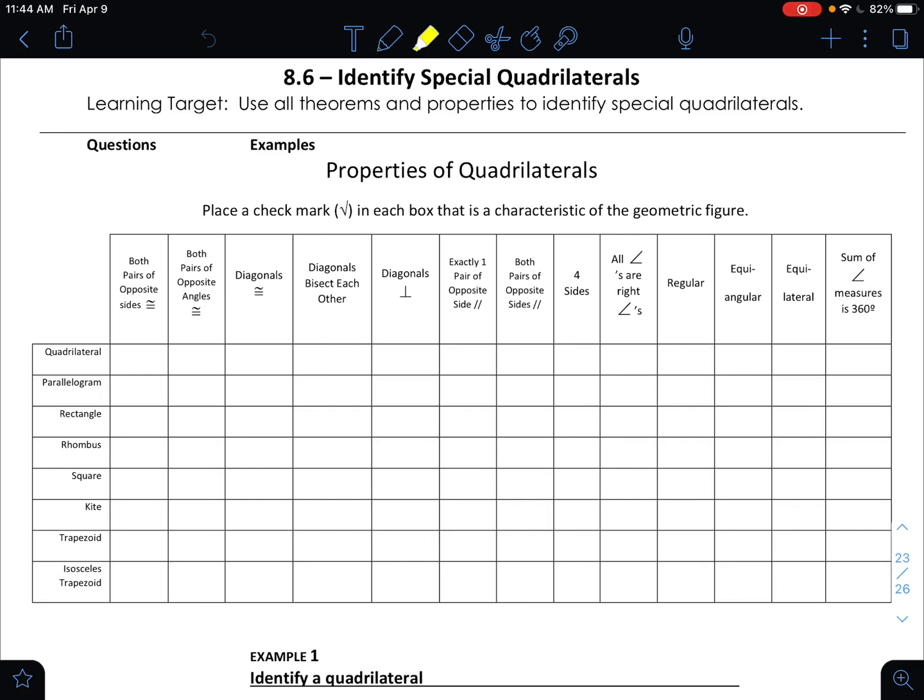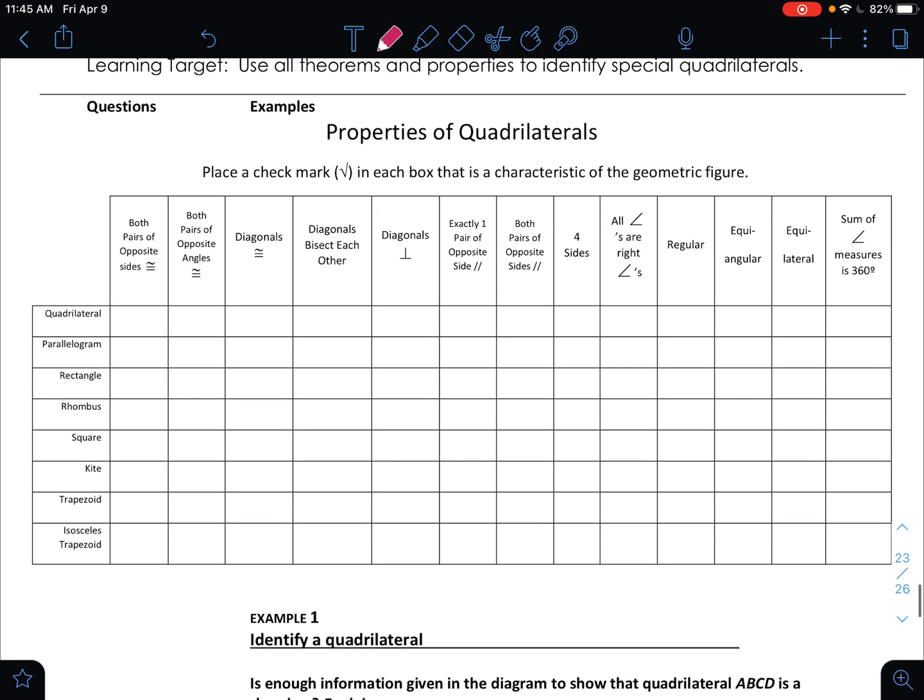All right, in this section, it's called Identify Special Quadrilaterals because we are basically bringing all the shapes together we've studied with all of their properties, evaluating which property goes with which shape and talking about where the overlapping is occurring. So in this very first table, you have all of the quadrilaterals over to the side, and then here are properties across the top.